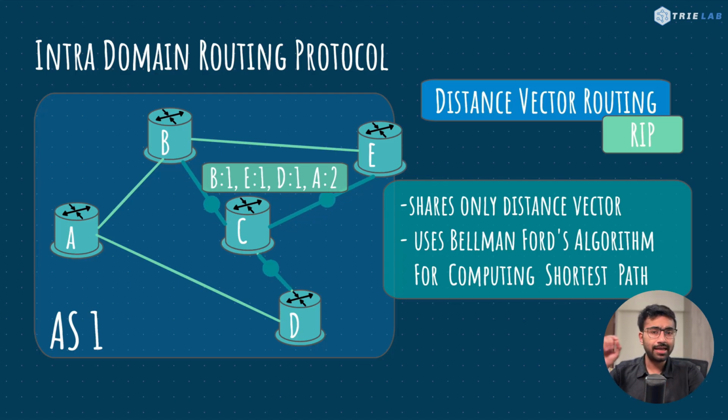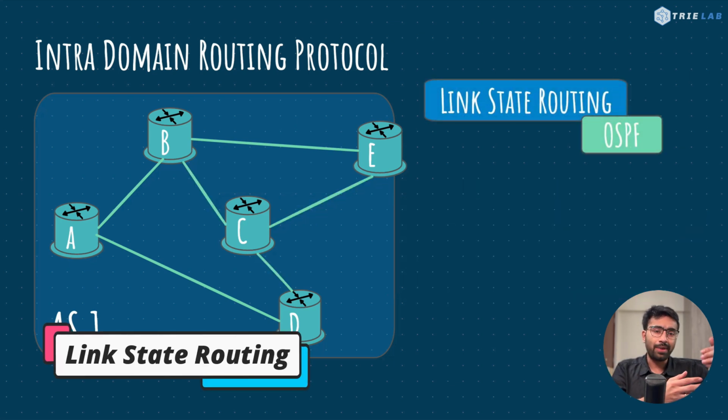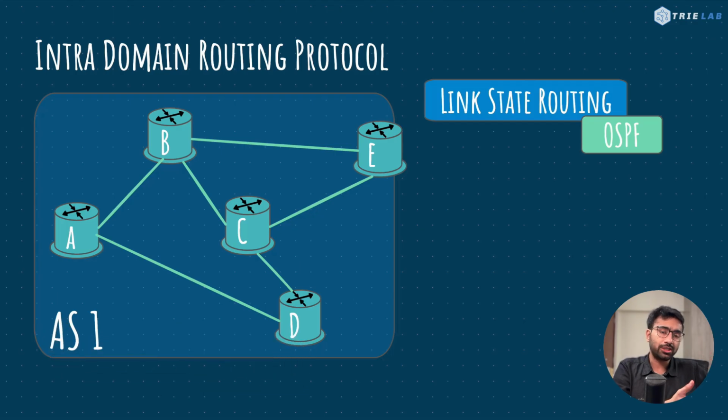With that said, distance vector routing algorithms have a major drawback. They converge really slowly if you add or delete a router from the autonomous system. Now, to solve this, we have a different algorithm called the link state routing algorithm, with the practical implementation called the Open Shortest Path First protocol. In this protocol, a router doesn't just share the distance vector. What it does is share its neighborhood information with all the nodes in that autonomous system.